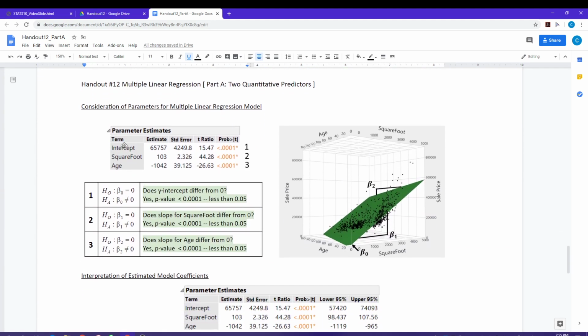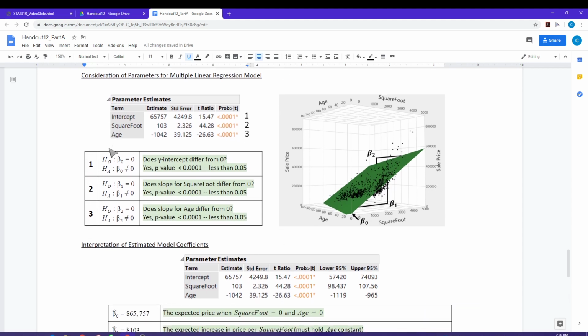So let's talk a little bit about the parameters underneath the parameter estimates. We have 2 predictor variables and 1 response variable. So I actually am trying to look at the relationship between 3 variables at once. What that means is that I'm in a 3-dimensional space.